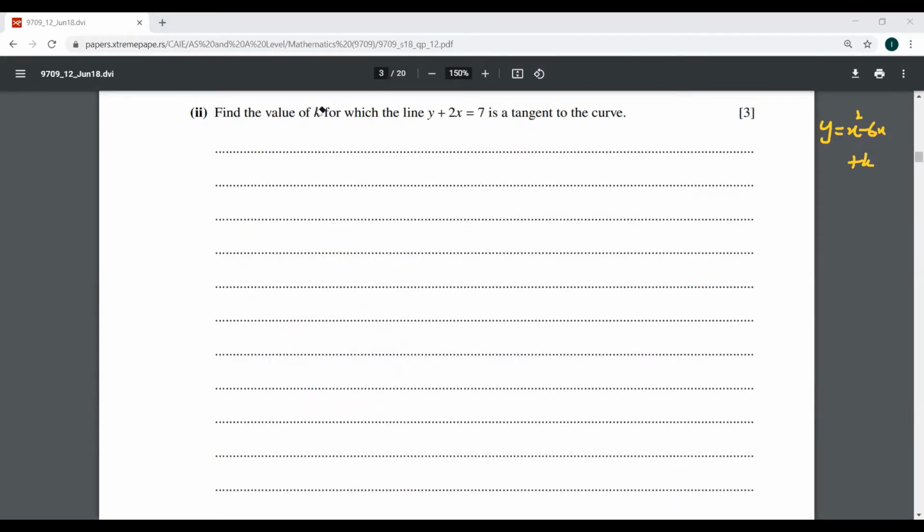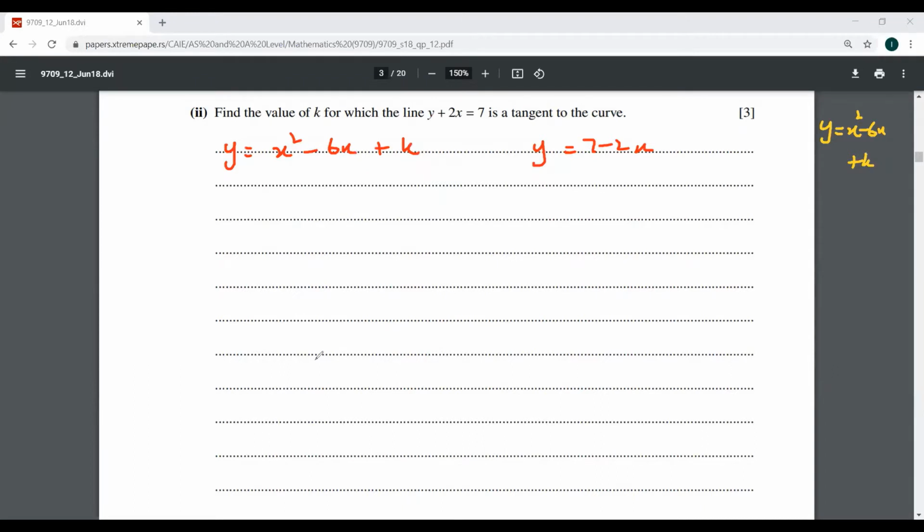So the second part. The curve has the equation y is equal to x squared minus 6x plus k. The line has the equation y equal to 7 minus 2x. If you had to find the points of intersection, and suppose there was a number instead of this k, you would have to solve these two equations simultaneously. And now there's a condition that this line is a tangent.